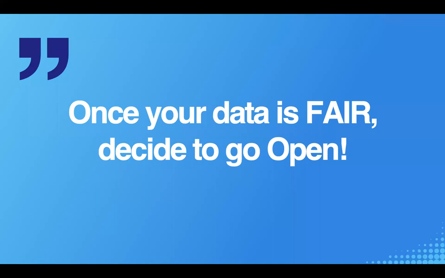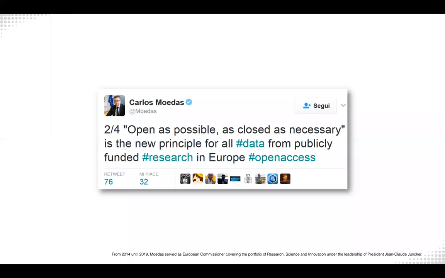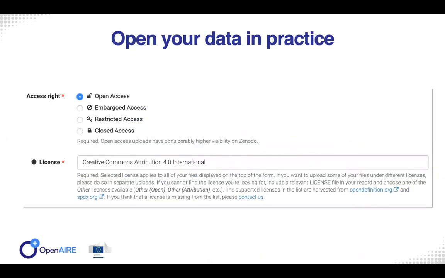Again, once your data is FAIR, you can decide to go open. How do you do that? We have seen that you can use a repository. You have to choose which kind of data can be opened by keeping in mind the principle: as open as possible, as closed as necessary. So just close what cannot be open. And in practice, it is very simple because you already have your data in a repository because you had to follow the FAIR principle. So simply apply an open access right to your data.